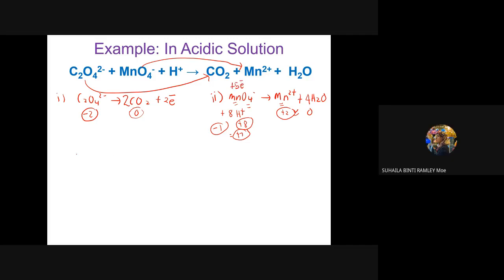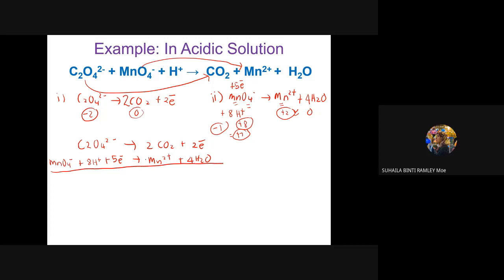Okay. So now kita tulis semula. Okay, equation C2O4 2 minus produce 2 CO2 plus 2 electron. Okay, here we have MnO4 minus plus 8H plus 5 electron. Produce Mn2 plus 4H2O. Okay, untuk jadikan one equation, kita perlu cancel out the electron.